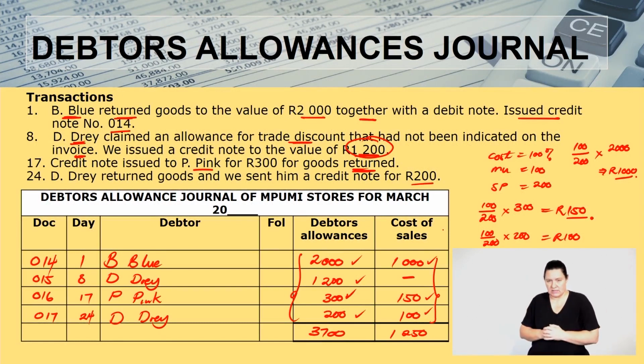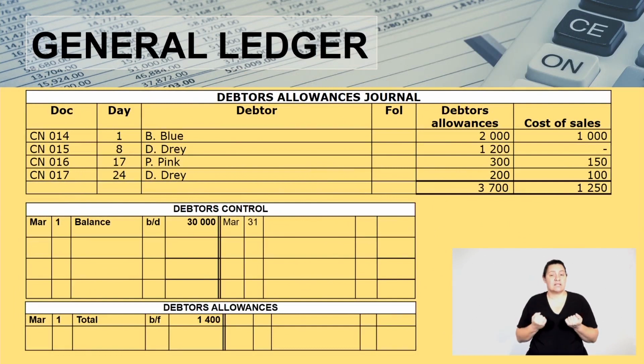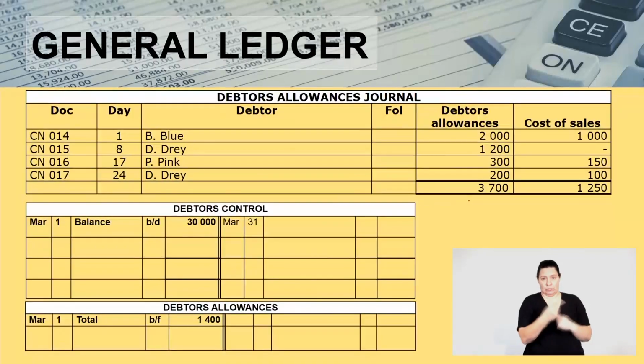All right, so we are now going to quickly do our general ledger. So which amount am I posting here? I'm posting, remember, when goods are returned, it affects how many accounts? 4 accounts, okay? Just as when goods are sold, how many accounts are affected when you sell goods on credit? 4 accounts. So when goods are returned as well, it affects how many accounts? 4 accounts. Okay, so let's quickly do that.